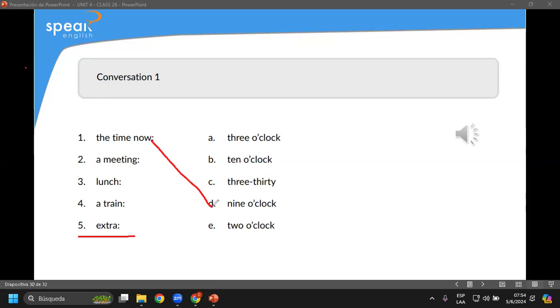Number two, it was asking about the meeting. What time is the meeting? Letter B. Letter B? 10 o'clock? Are you sure? Everybody, do you agree or do you have another idea? Yes, teacher. Letter B.